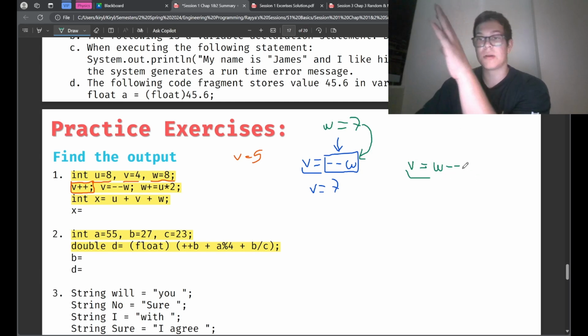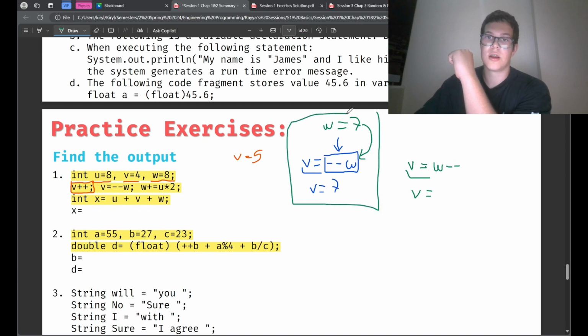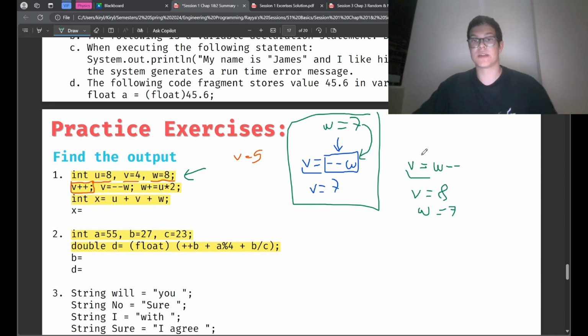So this w minus minus means that I have a postfix. So what am I going to do? I'm going to use then change. So now v equals, what is the value of w? Let's assume we don't have this right here. Based on the initial condition, w equals 8, so v will be equal to 8, and then I'm going to change, so w will be equal to 7. So again, this is where prefix and postfix matter. This is why these two things are not equal.